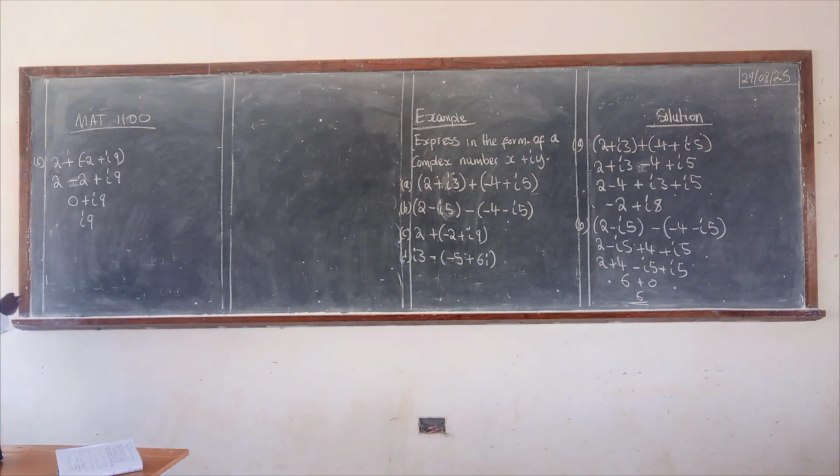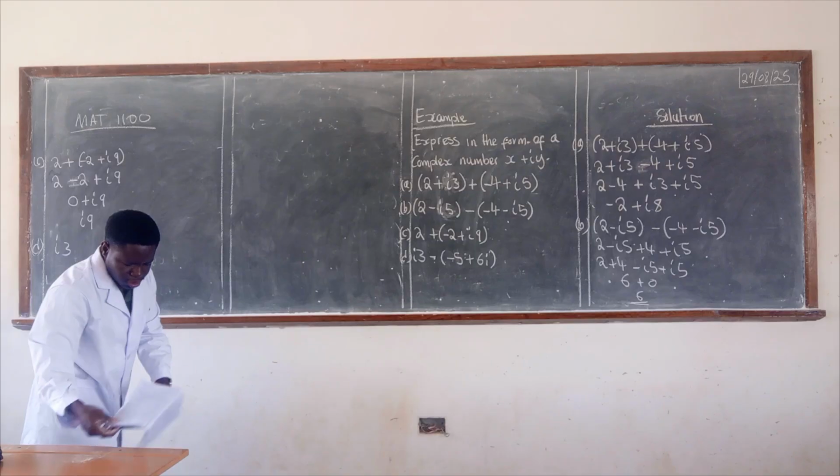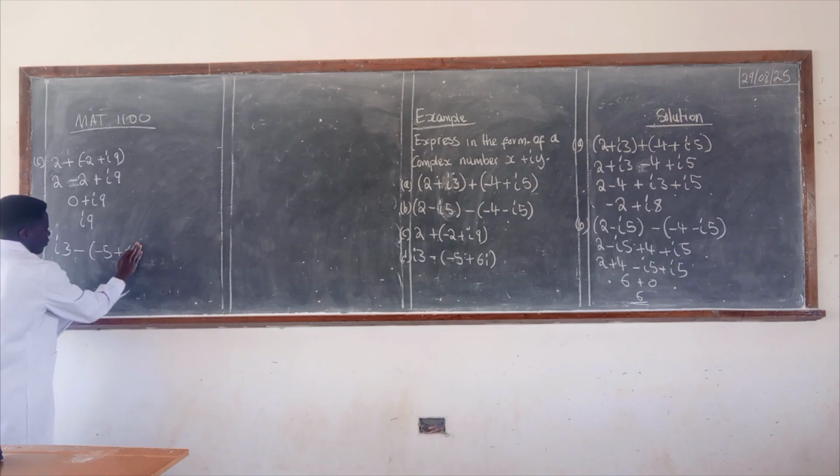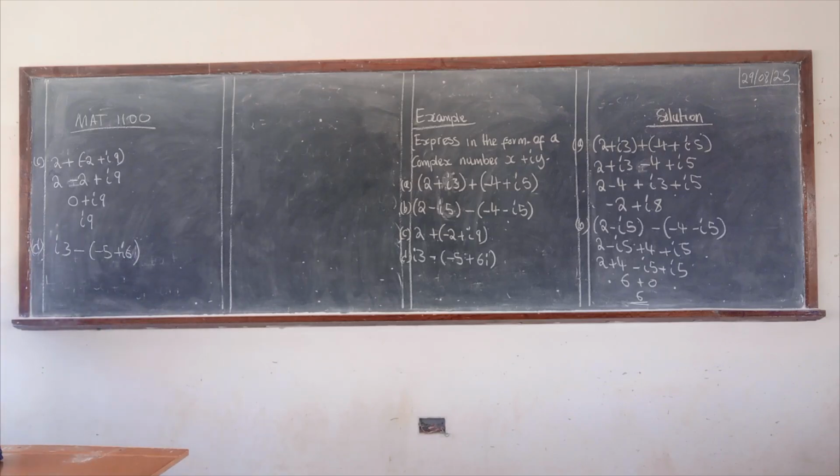Okay? So D, we have i3 minus 5 plus 6i plus i6. Okay. So here we have a situation where one complex number is only having an imaginary part, and the other complex number is having both the real part and the imaginary part, and we're subtracting them.